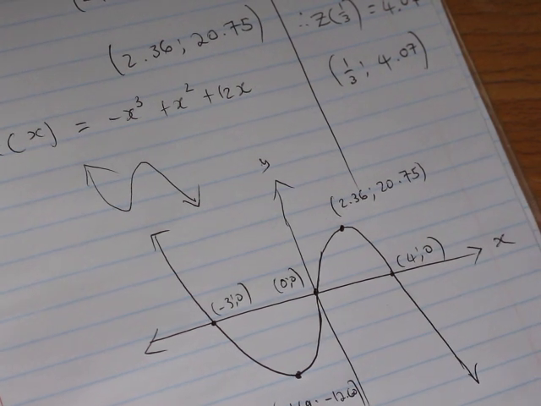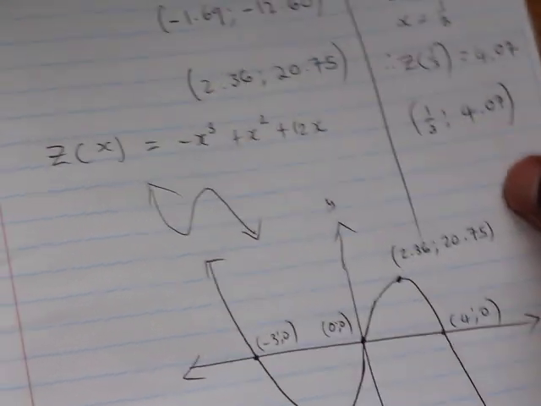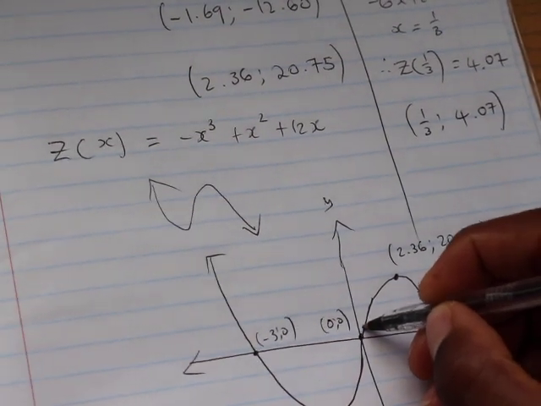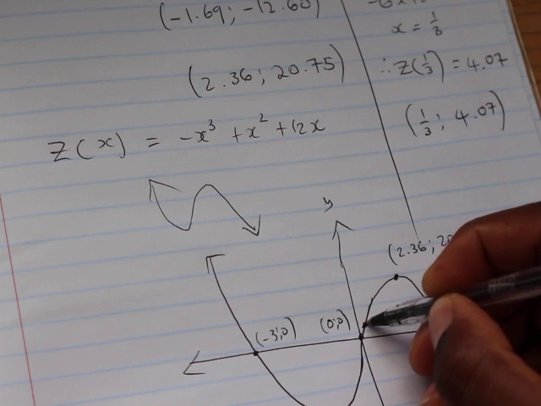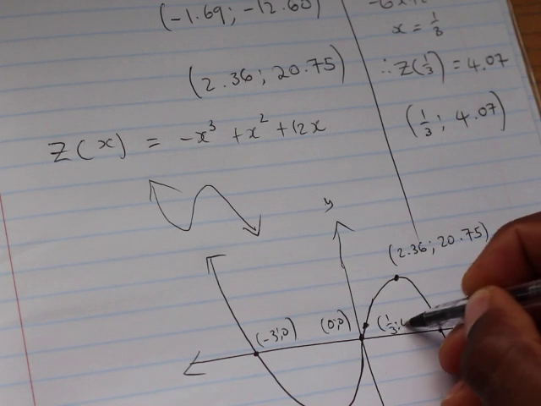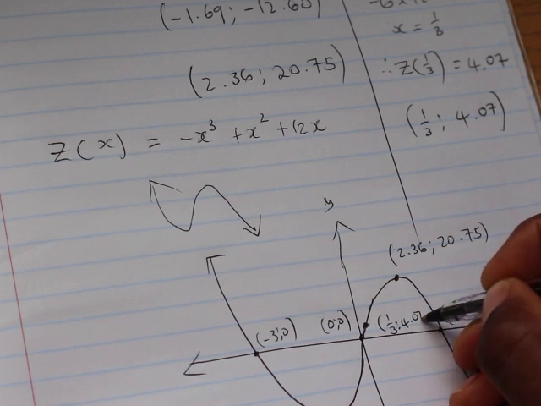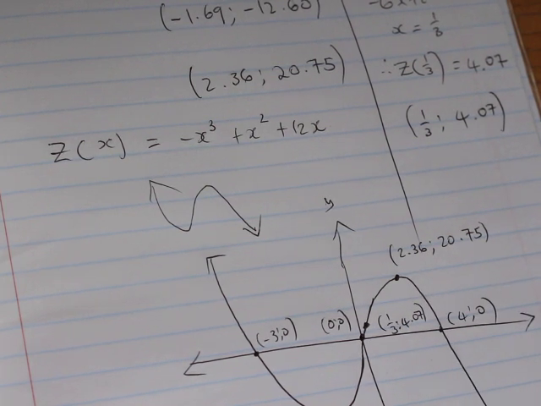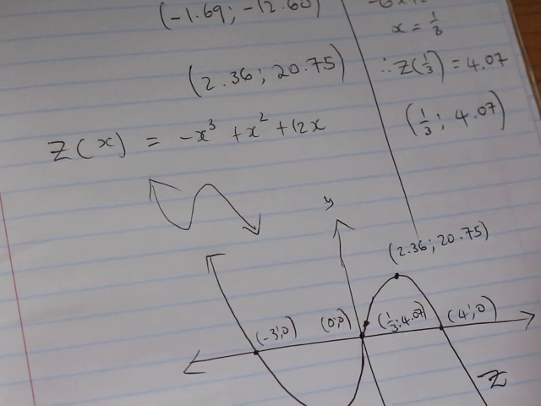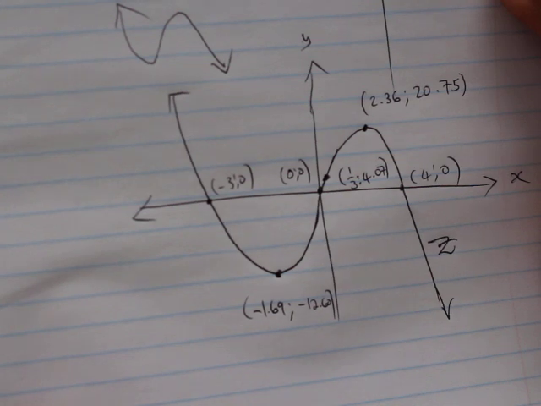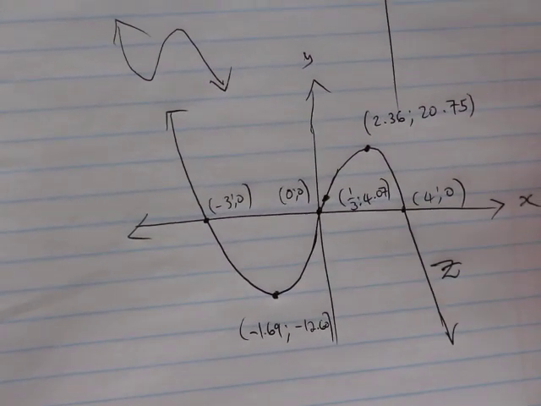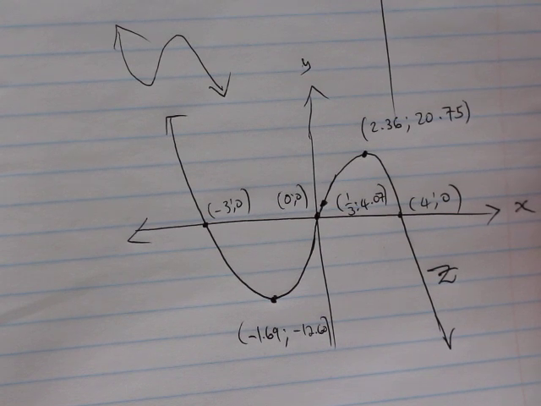So we just need to plot the point of inflection now, somewhere here. And that is our point of inflection, 1 over 3 is to 4.07. And that's function z, okay? That's function g. And congratulations if you watched up to this far. And we've come to the end of the video.